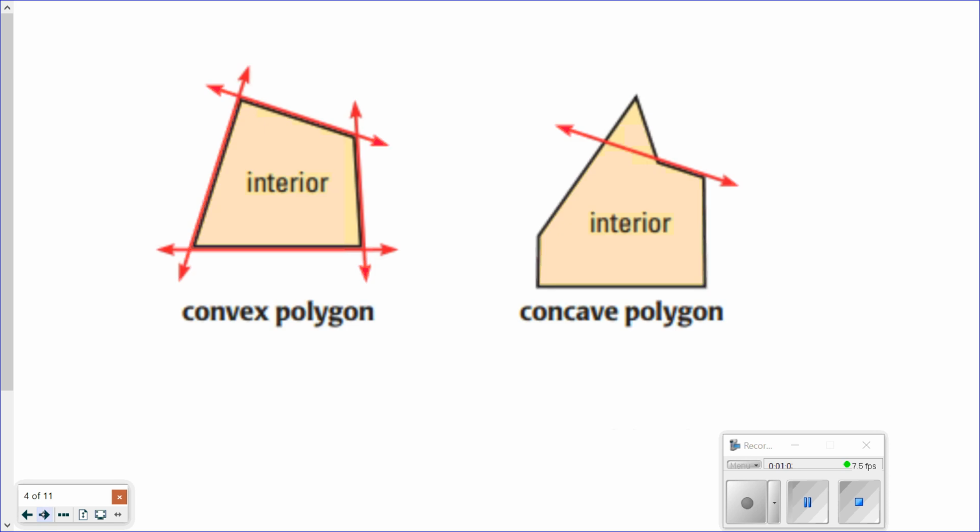Here's another way you can kind of decide if a figure is convex versus concave. If you draw lines around it and it does not go in the interior of the polygon, it's convex. If you do draw a line and your line goes through the interior, it's concave.